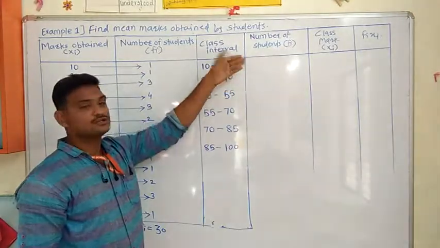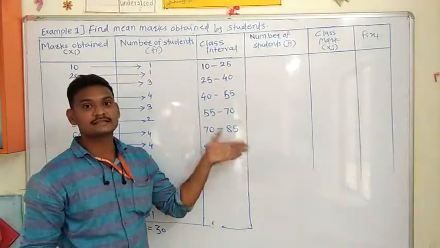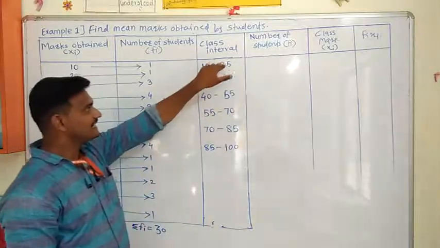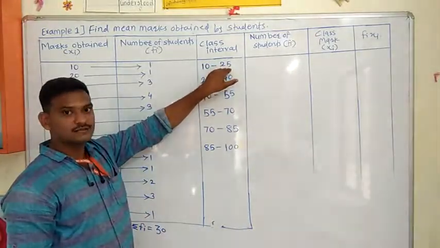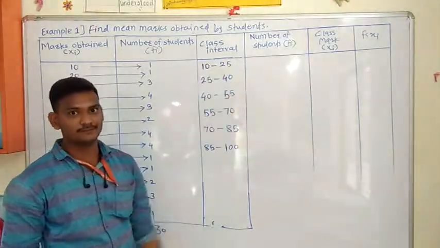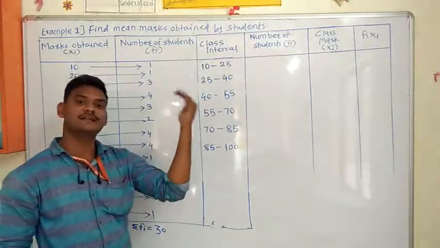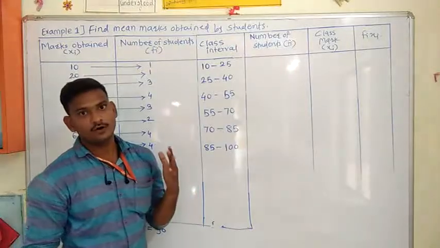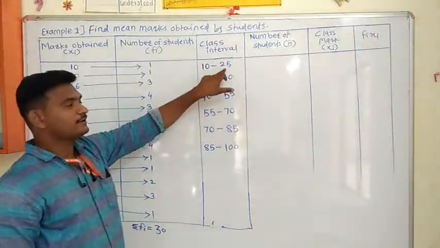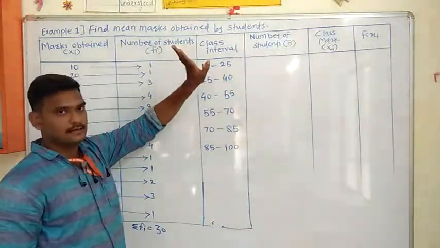and this is called the exclusive method. If you consider 25 in this class itself, then it will become the inclusive method, where this 25 you are considering in that class itself. Okay. Now we are not going to consider this 25 marks in this class.